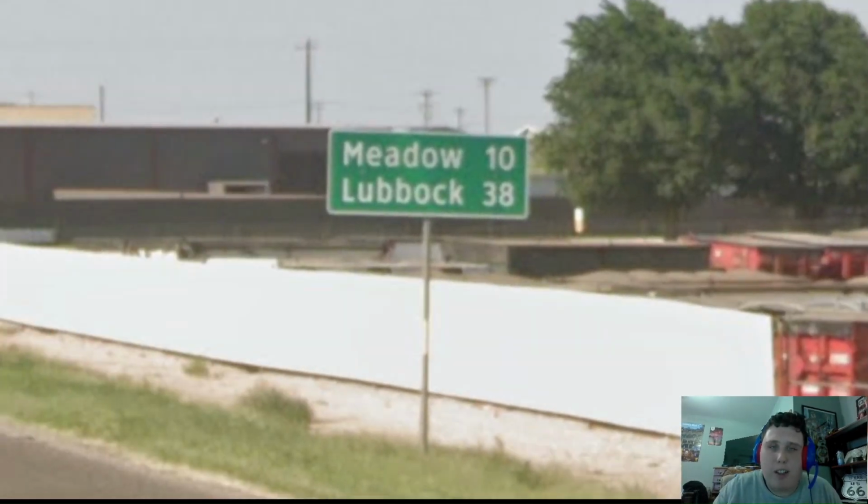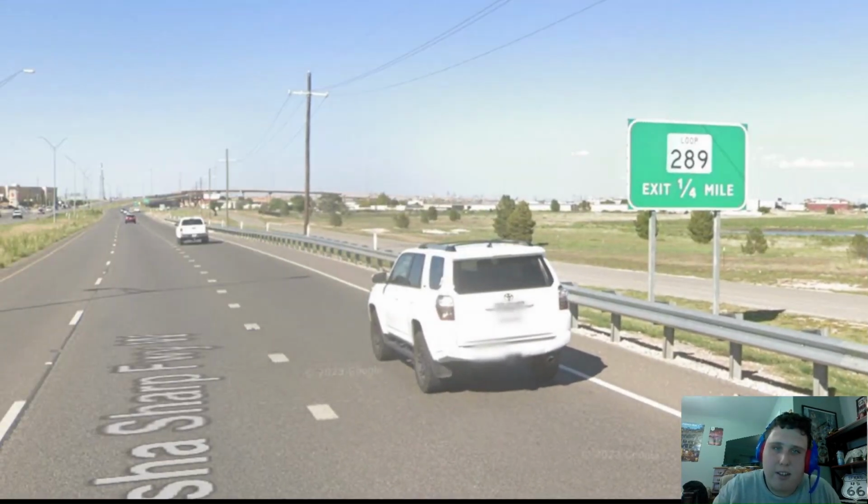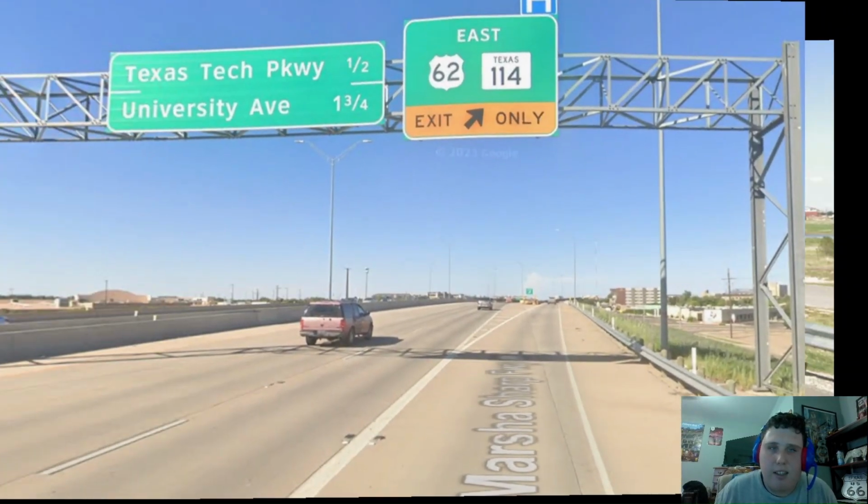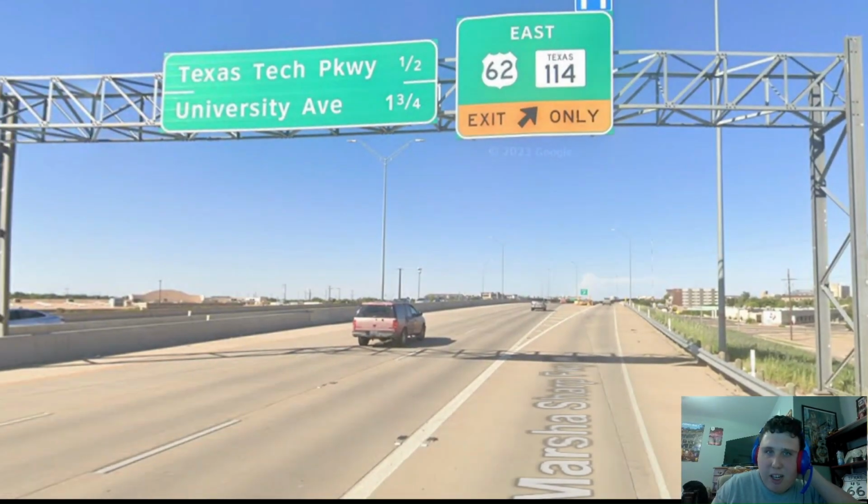And now we have another mileage sign, and Lubbock is 38 miles away, and we're going to be concurrent with 82 all the way up to Lubbock. Here's our first time that we're entering into the city of Lubbock. We have a sort of a freeway here, and our first exit is Loop Highway 289. And here's US 62 splitting off from US 82, as US 62 is going to be taking a different route through the city. It's going to be concurrent with Texas Highway 114.